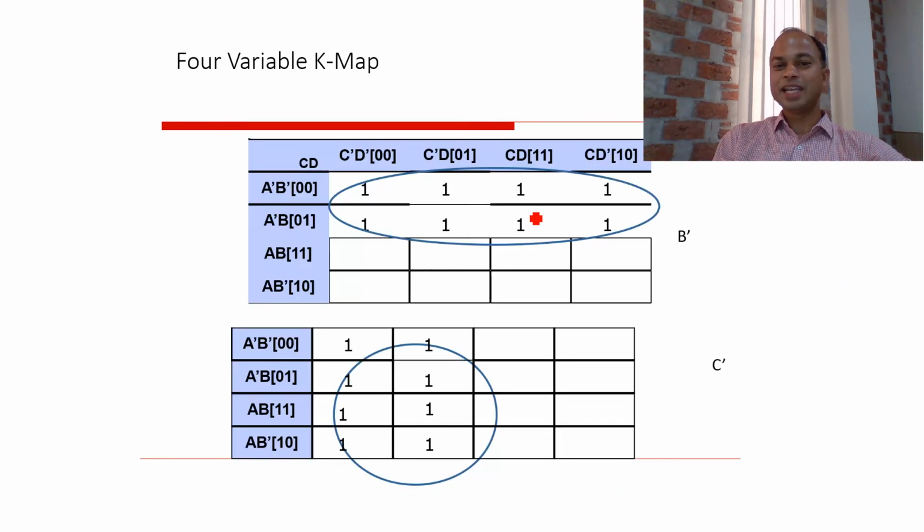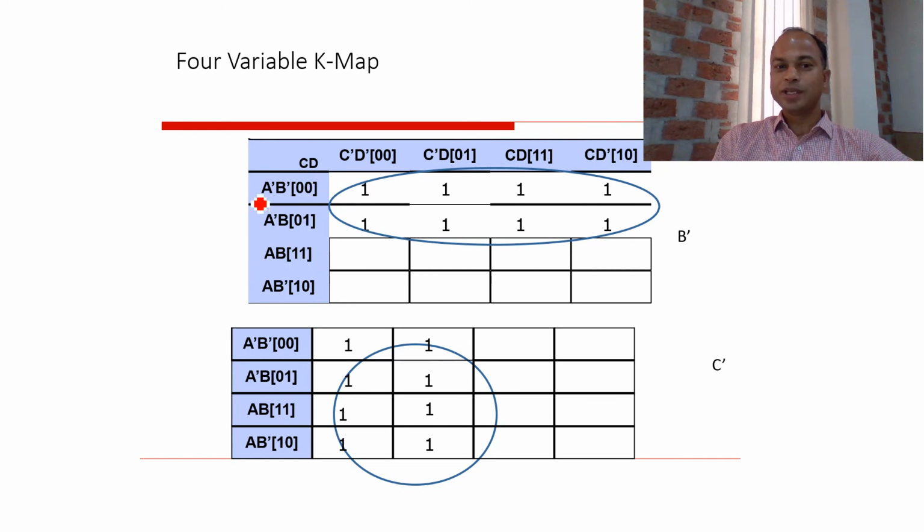Now similarly, if we talk about the four-variable K-map, then in the row we write AB, and in the column we write CD. So say, for example, this particular case is given. In this case, the first row and second row are completely covered.